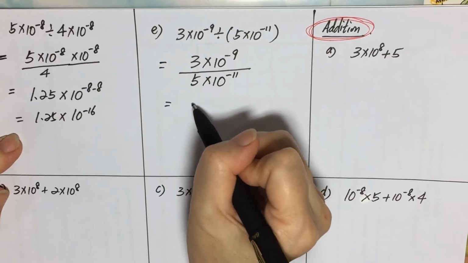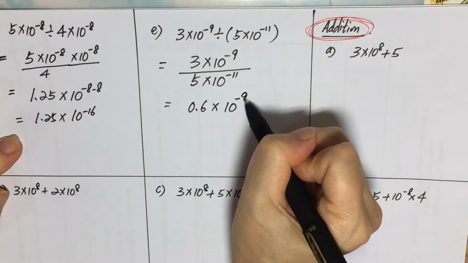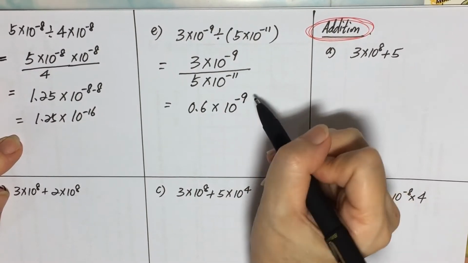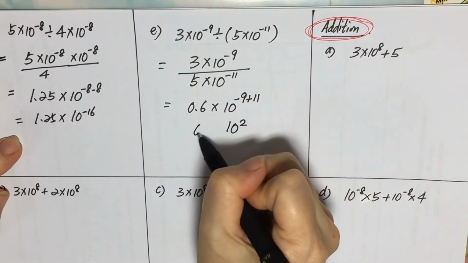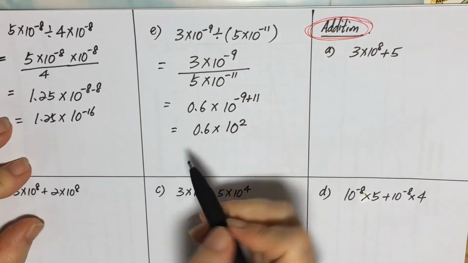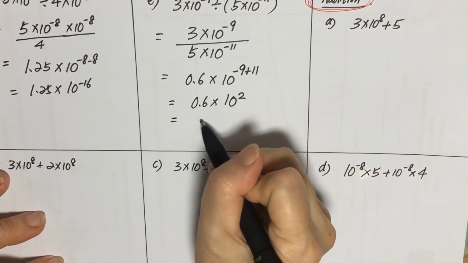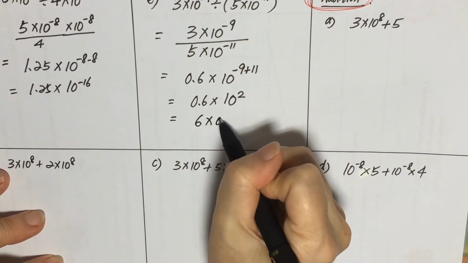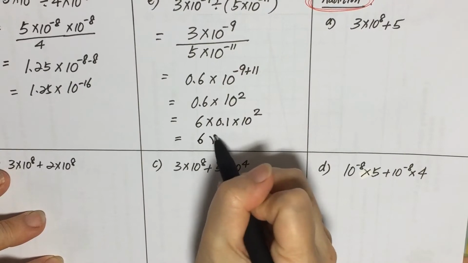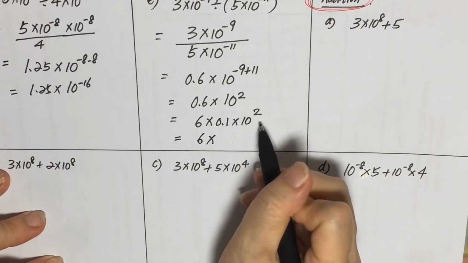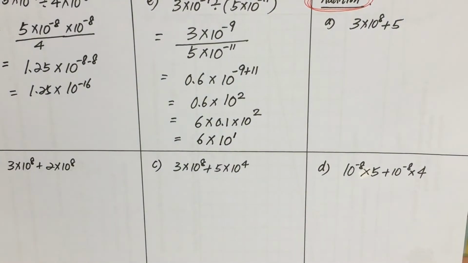So 3 divided by 5 is 0.6. And then 10 to the power of negative 9 minus negative 11, so it's plus 11. So I'm actually getting 10 squared. So 0.6 times 10 squared. But this is not standard form yet. I need a 6 and not 0.6. So I'm having 6 times 0.1 times 10 to the power of 2. So here I'm having 6 times 10 to the power of negative 1, then plus 2. So I'm actually getting 10 to the power of 1.